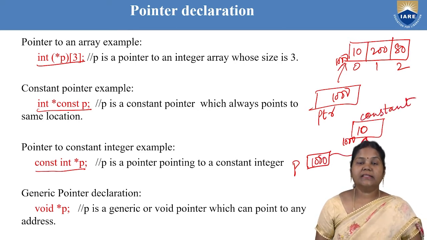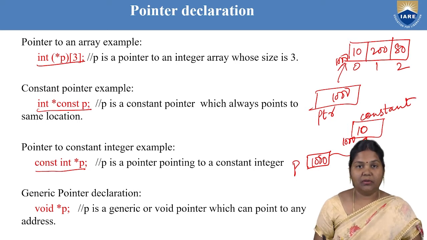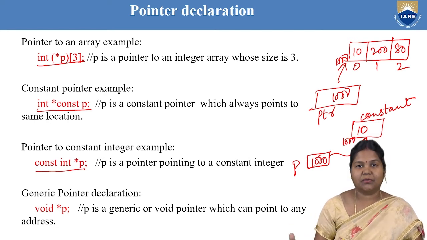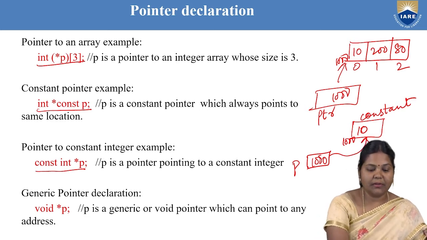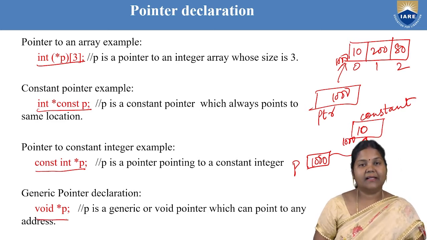So you understand the difference between a constant pointer and a pointer to a constant. Pointer to a constant means the value is constant. Constant pointer means the address held by the pointer is constant always. That means it always points to the same location. Okay, next example is the generic pointer declaration.